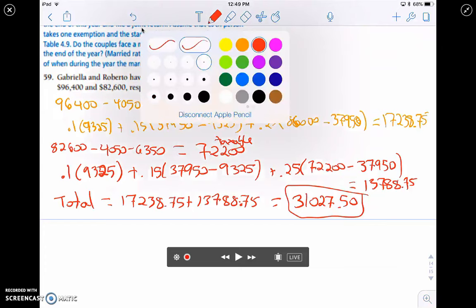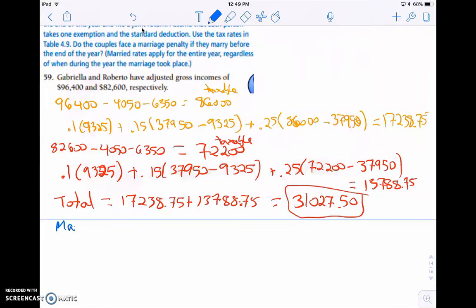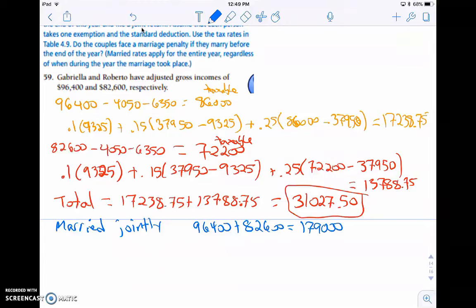Now, when they're married, then things change up a little bit. First, we're going to find they're married and filing jointly. So we need to find their taxable income when they're filing jointly. So we first got to add up their two adjusted gross incomes, so $96,400 plus $82,600, which gives us $179,000. So that is their adjusted gross income.